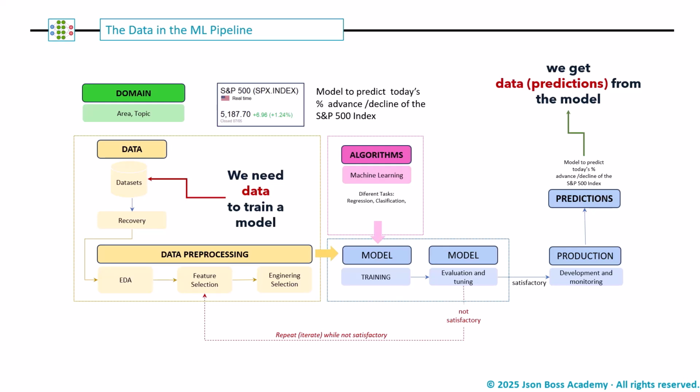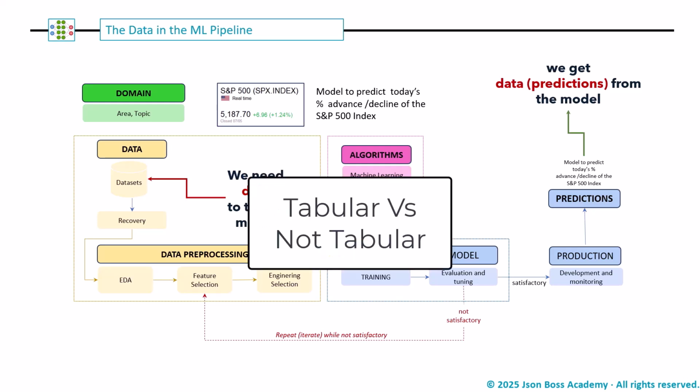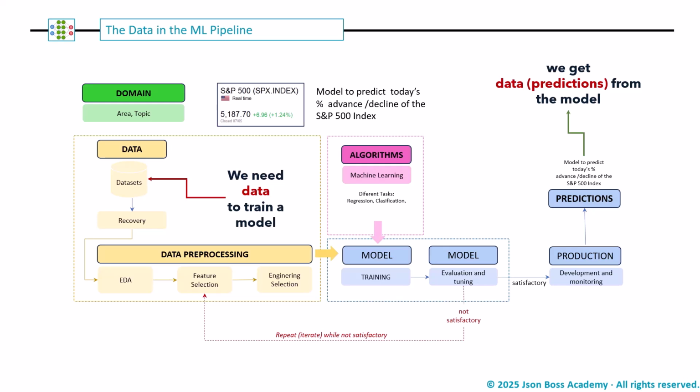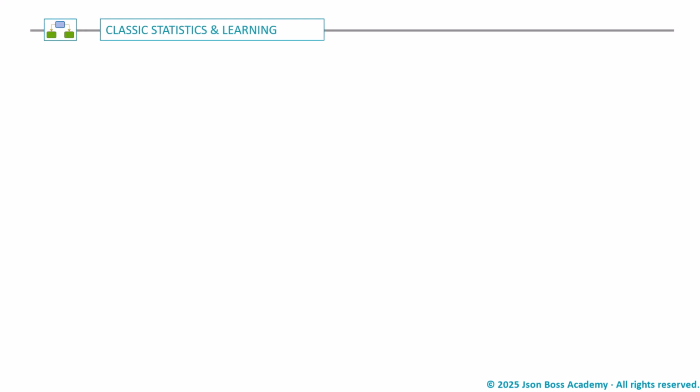Both input and output data always fall into one of two possible categories: tabular or non-tabular. This classification determines which type of learning or algorithms we can use. Because classic learning, which is simpler but still efficient, can only handle tabular data, while deep learning, which is more complex and versatile, can handle all types of data.